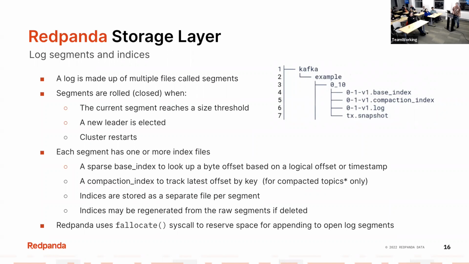Another interesting thing, we use fallocate to pre-reserve the space for open log segments. I forgot the exact reason why, but it's fairly more efficient that way.